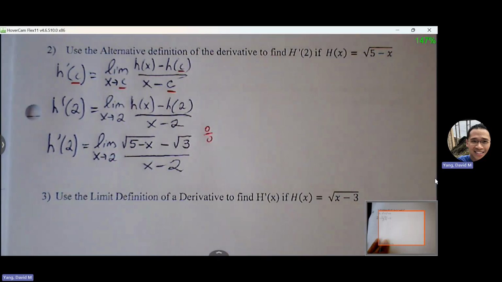Plug in. You'll get 0 over 0, and now it looks like the conjugate method to handle those radicals. You try that.